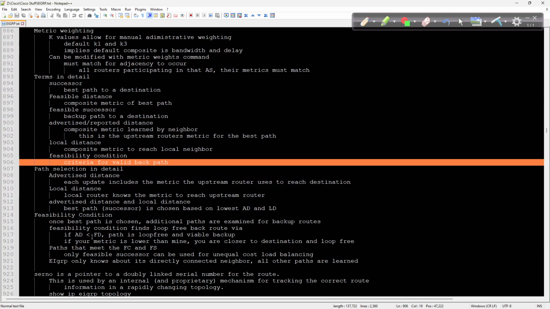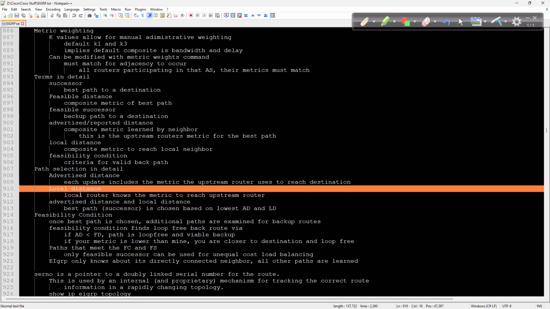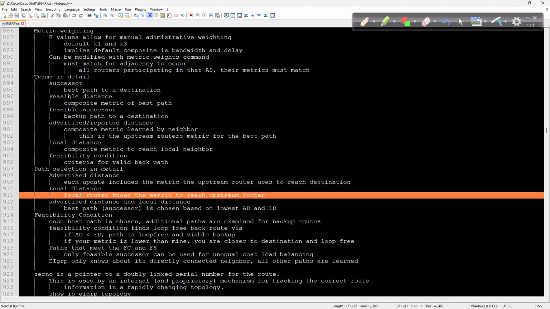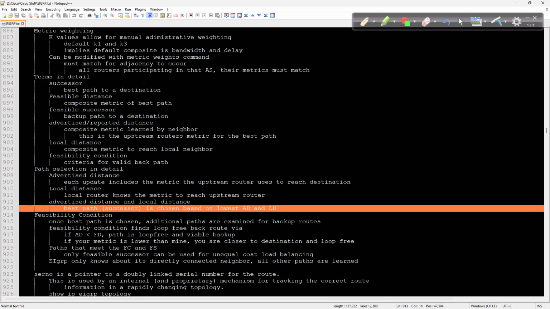Path selection in detail. You have your advertised distance. Each update includes the metric the upstream router uses to reach the destination. The local distance: the local router knows the metric to reach the upstream router. The best path, or successor, is chosen based off the lowest administrative distance, and the lowest combined advertised distance and local distance. That is going to be your successor route.